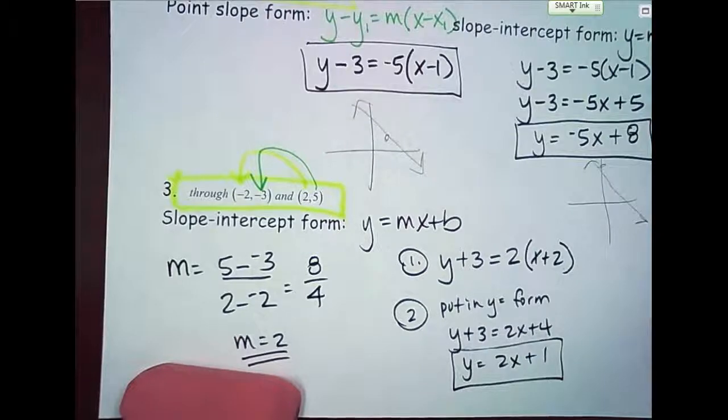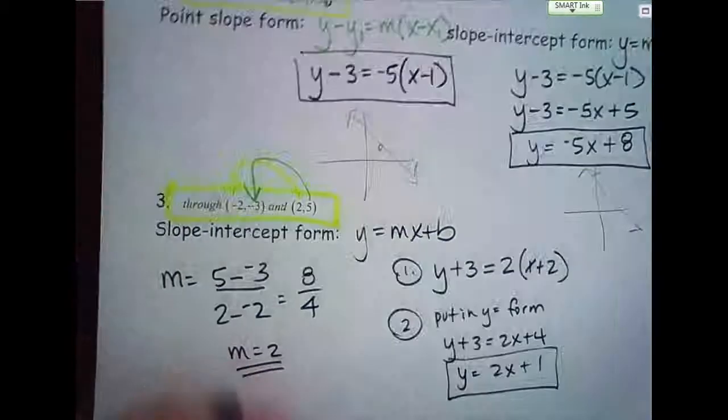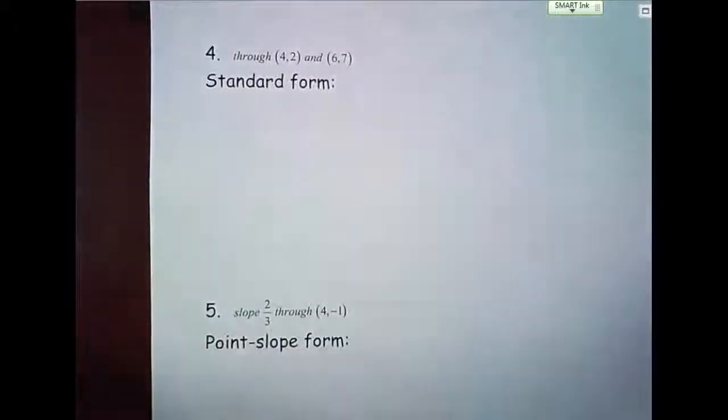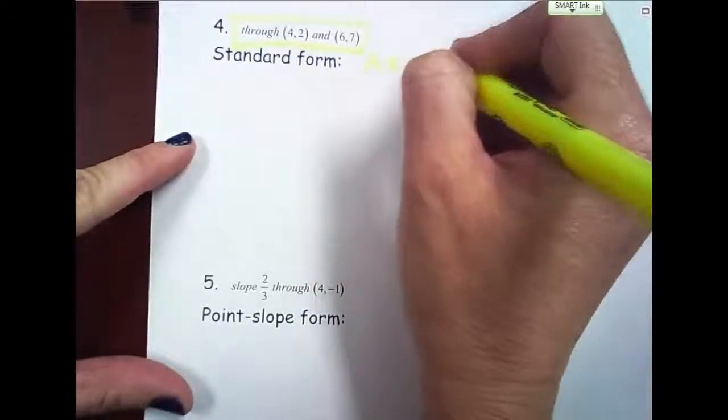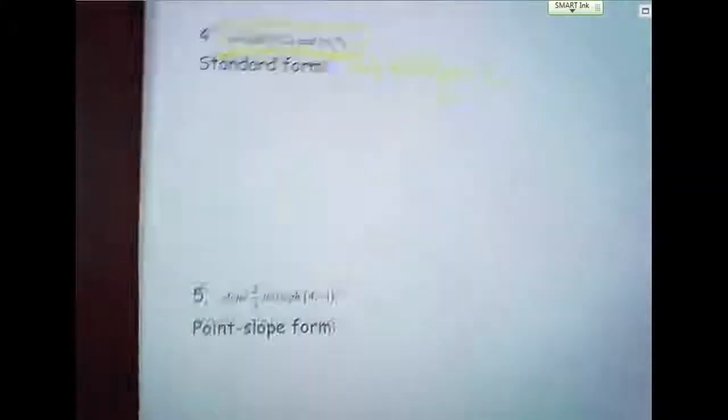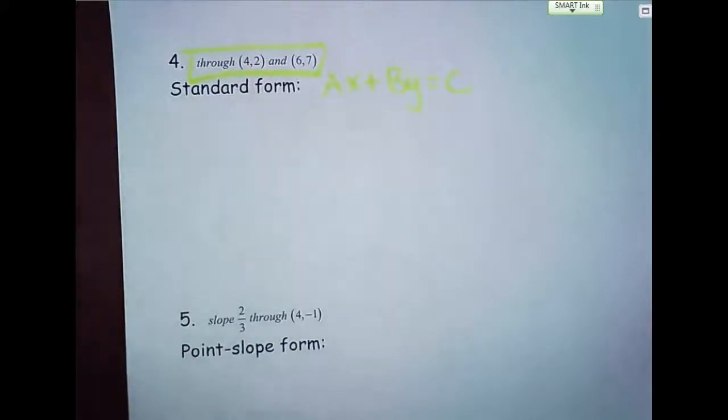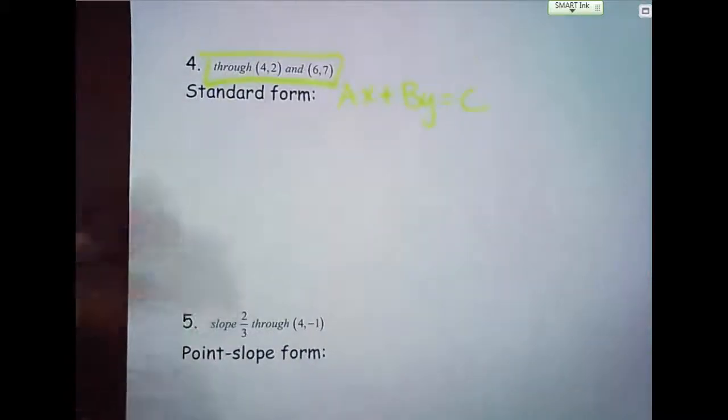All right, let's go to number 4. So standard form, remember, is the ax plus by equals c format. And like I mentioned earlier, it's like a big circle, correct? So you can pick any form you want to start with. Well, if it gives you the slope and the y-intercept, you would start there, but it doesn't. It gives you some points. So instead, let's start with point slope.